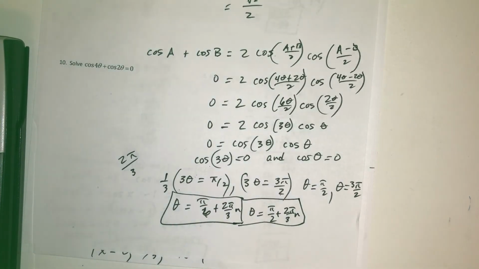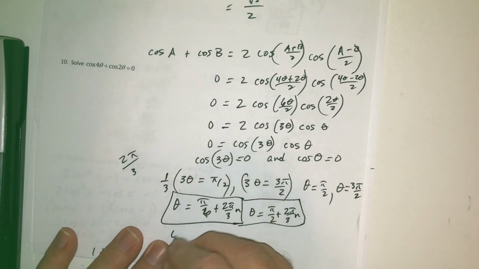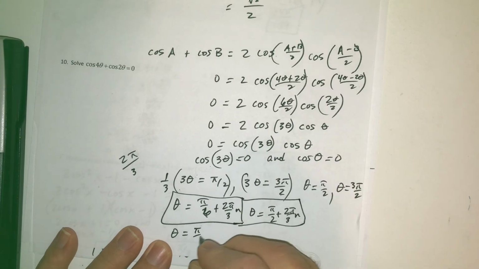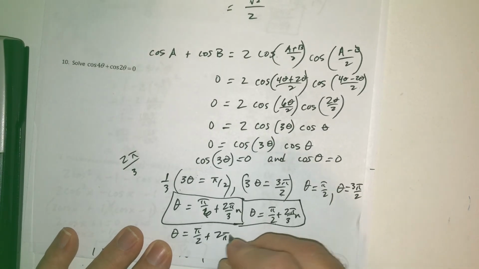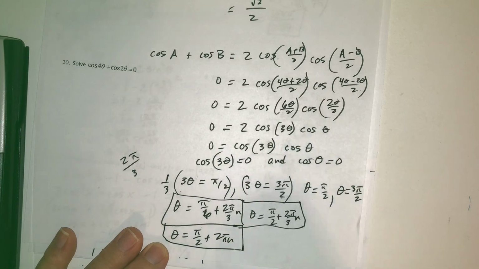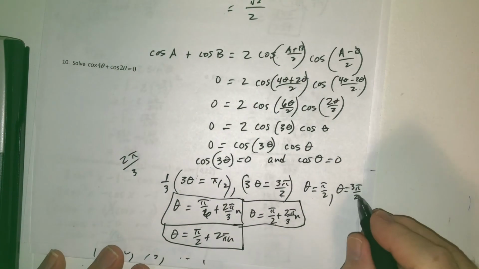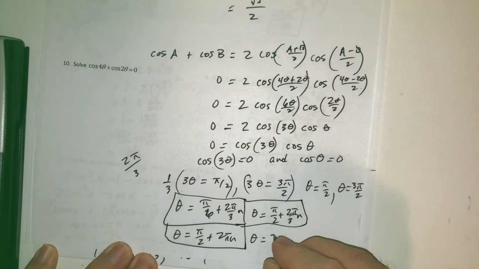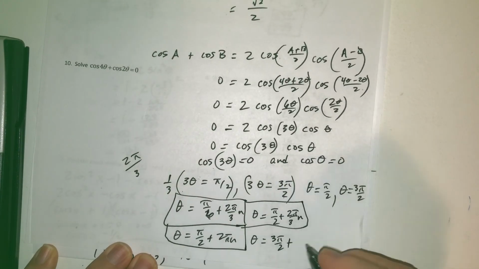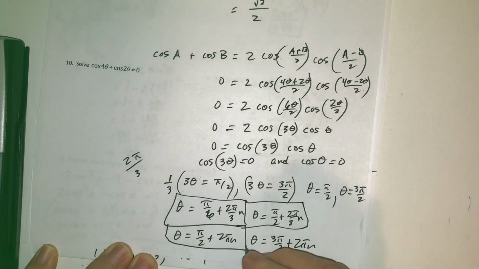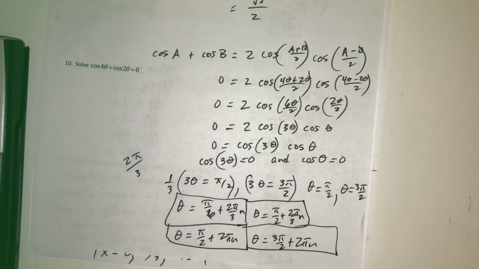For these two right here, the period is still 2 pi, so we would need to take pi over 2 and add 2 pi n. That would give you a third infinite set of solutions. Then take this one: theta is equal to 3 pi over 2, and increase that by 2 pi n as well. And there's yet a fourth set of infinite solutions. All right, thank you.